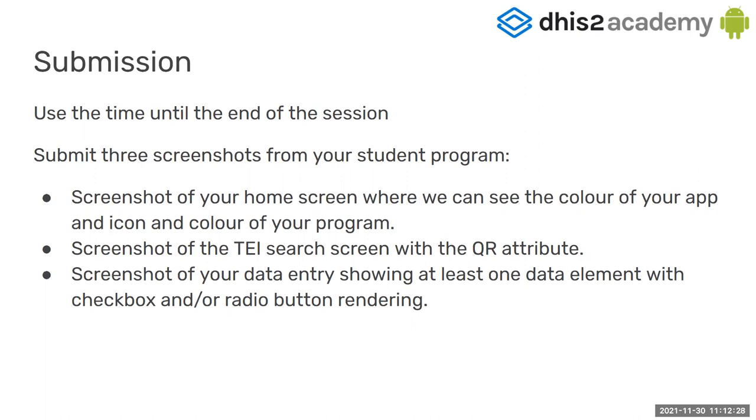Then we would like to see a screenshot of the search where we can see that your local ID is a QR code rendering type. And then a screenshot of your data entry where you have changed one of the option sets rendering type to either checkbox or radio buttons. So this is the exercise. We are here for questions.